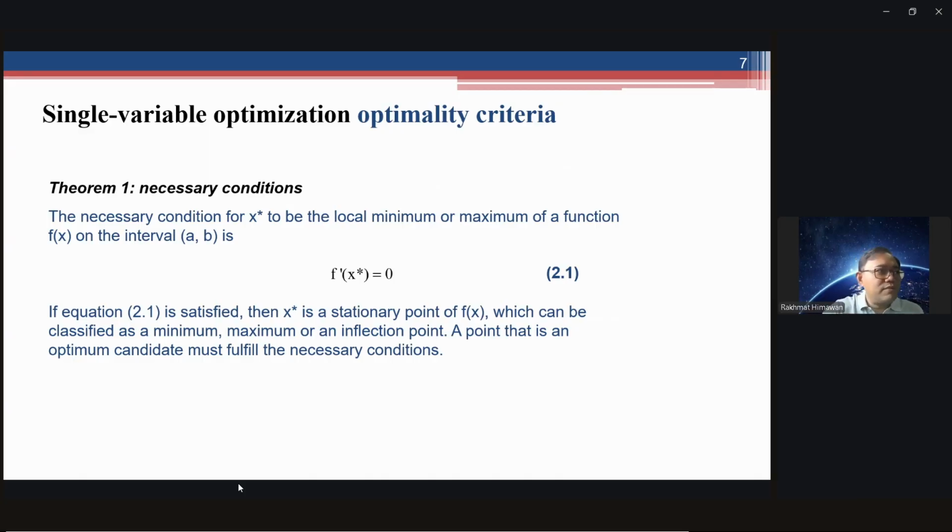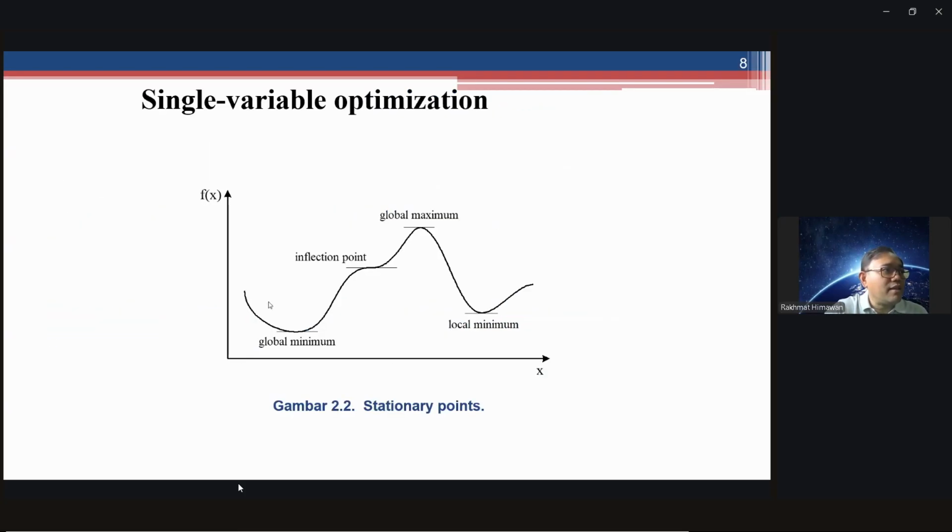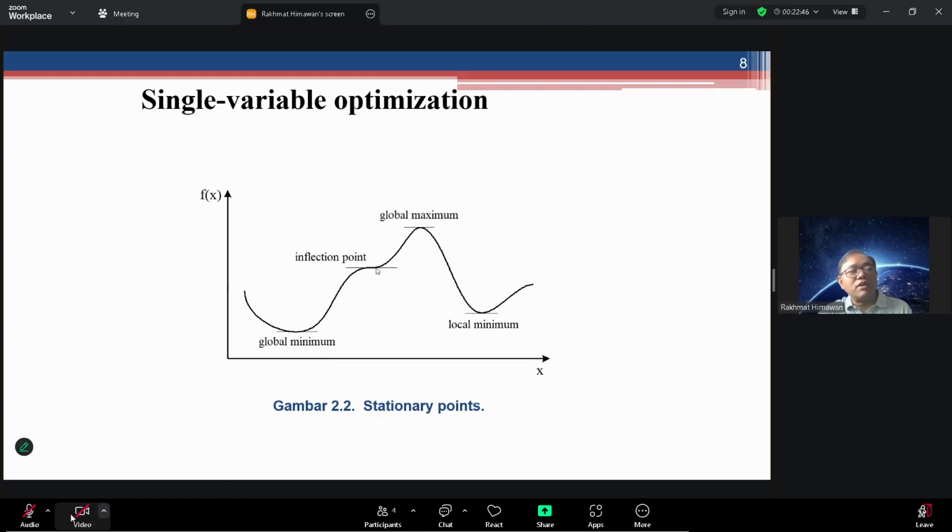First, check this, f(x star), and this is what it means. The stationary point is here. It could be a global minimum, could be an inflection point, in which you can see the different curve between the left side and the right side. It is an inflection point or a global maximum or local minimum, could be anything. This is the stationary point, the one that we are looking for.